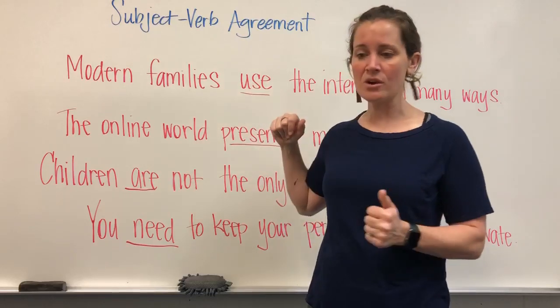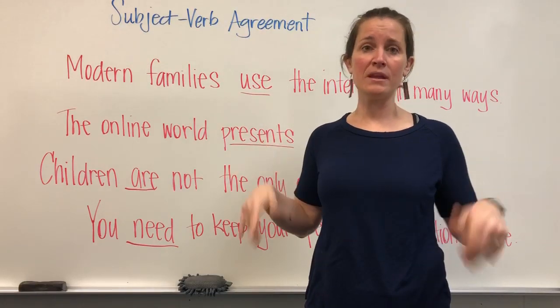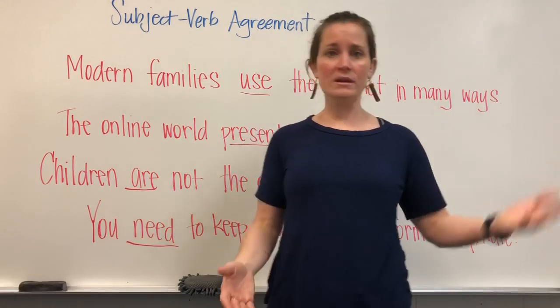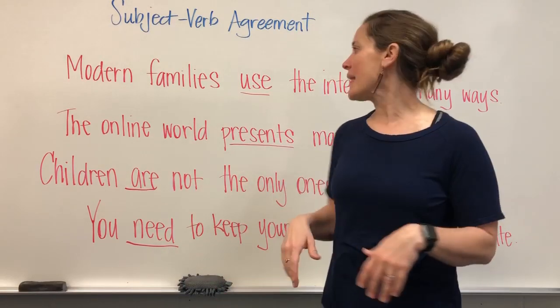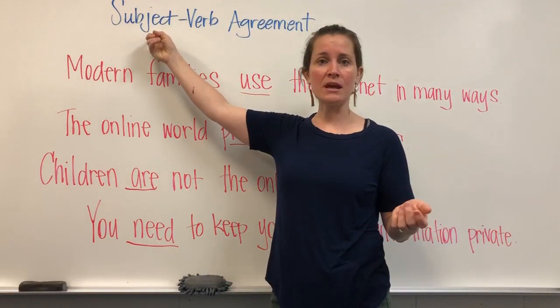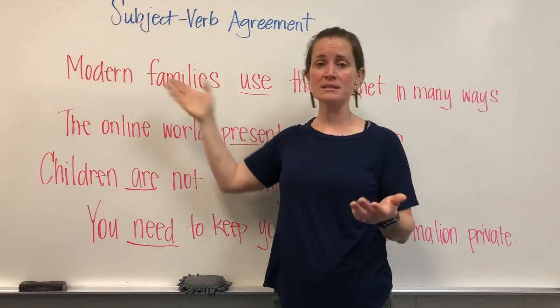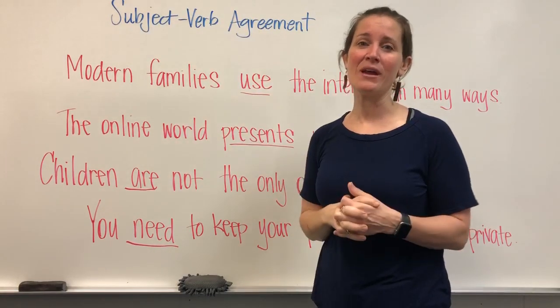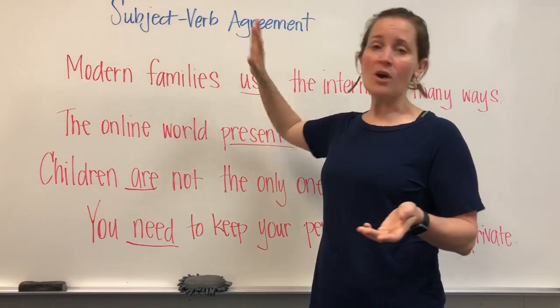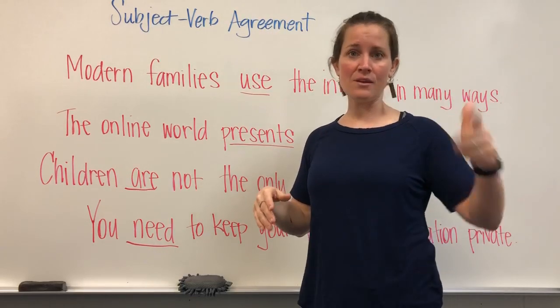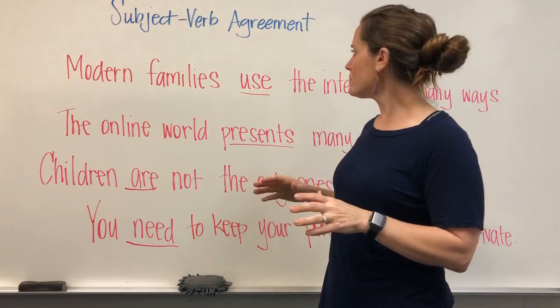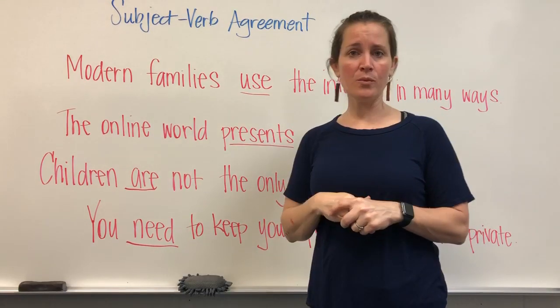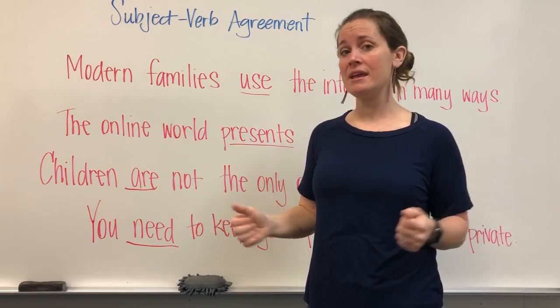So let's get started on subject-verb agreement. First of all, let's answer what is a subject and what is a verb. So our subject, remember, tells us who or what is our sentence about. And the verb tells us what is being said about our subject. Our verbs are both action or linking verbs, two types of verbs. As we go through here, we're going to see both action and linking verbs.